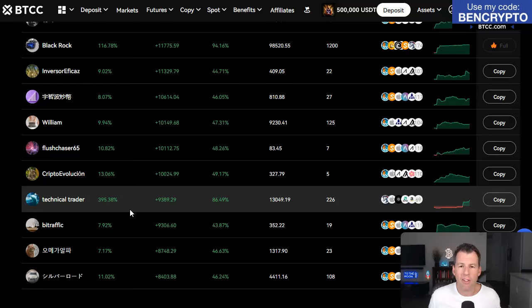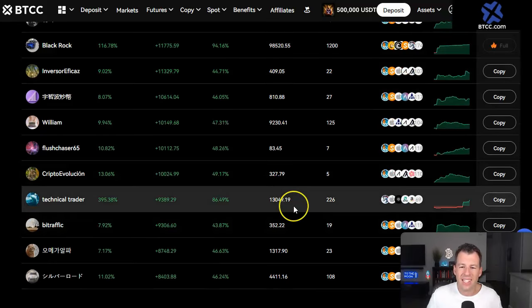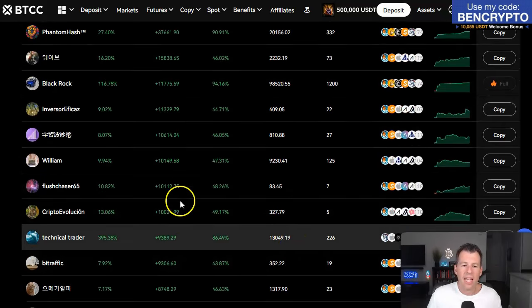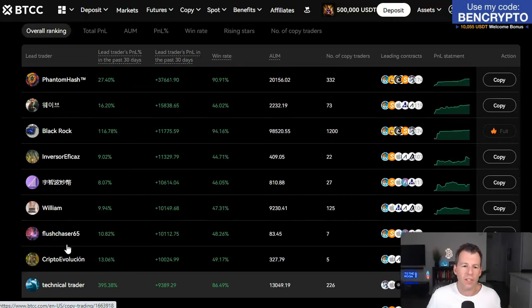Other than that, he's pretty profitable. His overall hit rate, 70 to 80%, is not as high as the other two guys, closer to 90%. Plus his $13,000 assets under management is not that great. So he's pretty good as a lead trader, but not perfect on all fronts.